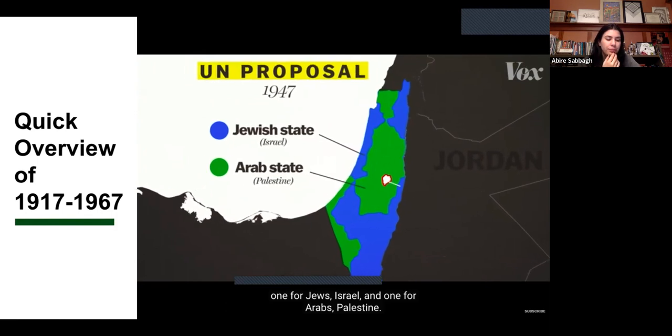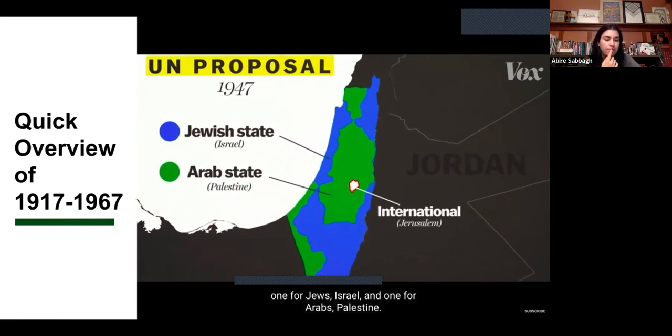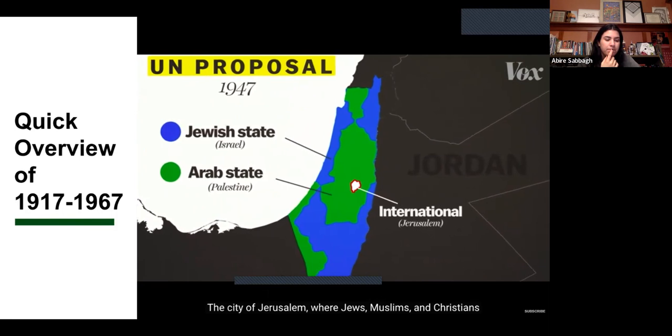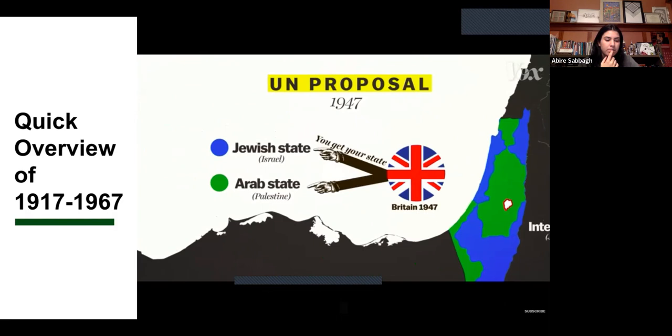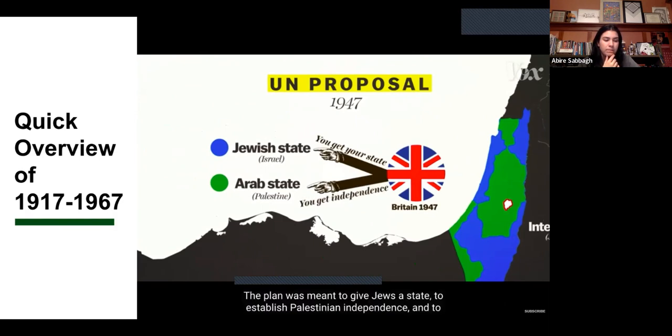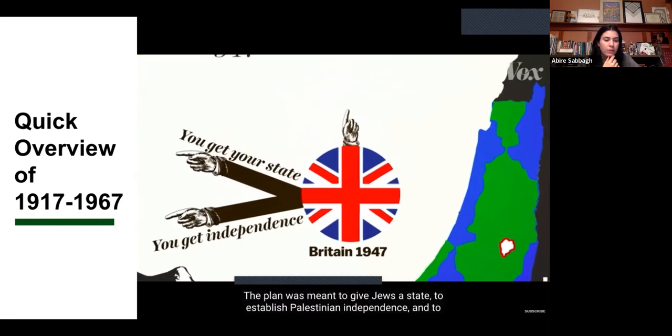The city of Jerusalem, where Jews, Muslims, and Christians all have holy sites, was to become a special international zone. The plan was meant to give Jews a state, to establish Palestinian independence, and to end the sectarian violence that the British could no longer control.